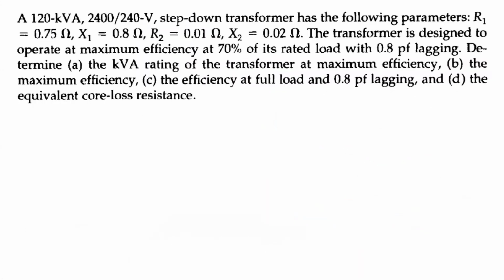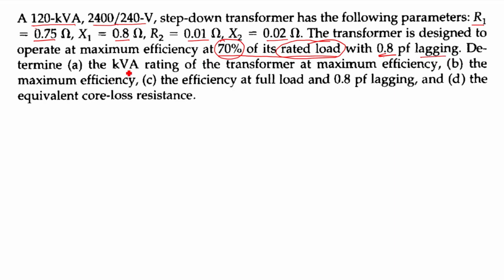Okay, now let us do a small problem in order to illustrate this concept of maximum efficiency, how to get the load point at which we get the maximum efficiency. Suppose a transformer is given, the rating is 120 kVA and the voltage ratio is 2400 by 240 volt, and it is a step down transformer. The parameters are as follows: R1 is 0.75 ohm, X1 is 0.8 ohm, R2 is 0.01 ohm, X2 is 0.02 ohm. The transformer is designed to operate at maximum efficiency at 70% of its rated load. So it will give the maximum efficiency at 70% of its rated load, right? And under what condition? When the power factor is 0.8 lagging, right?